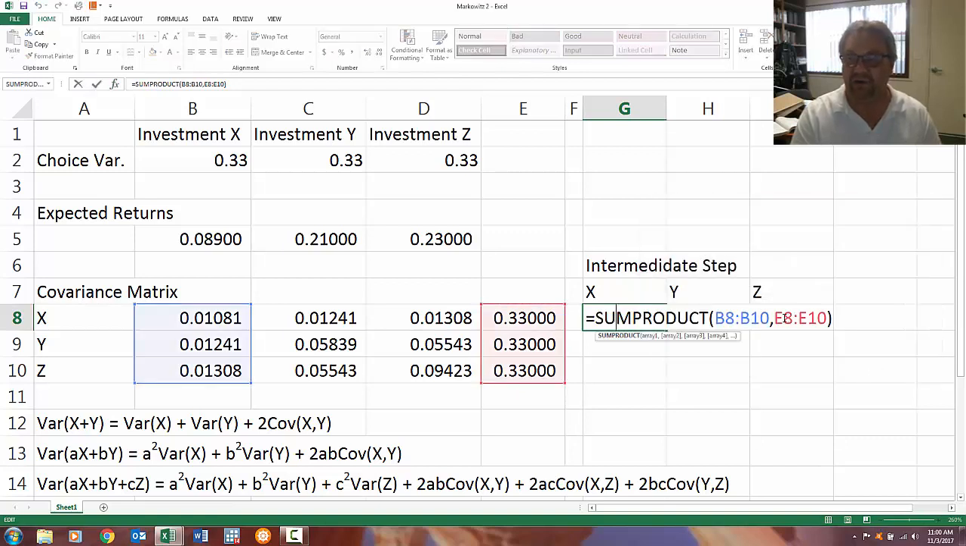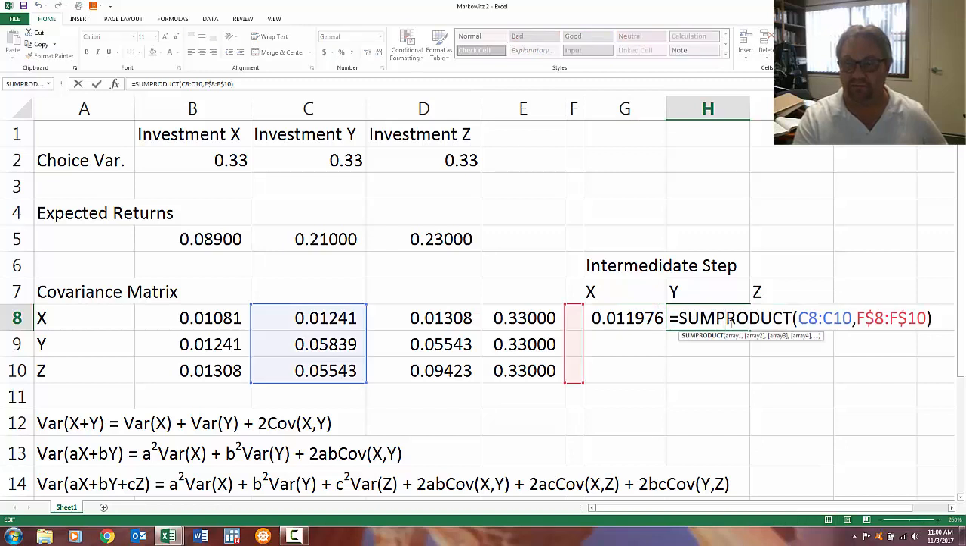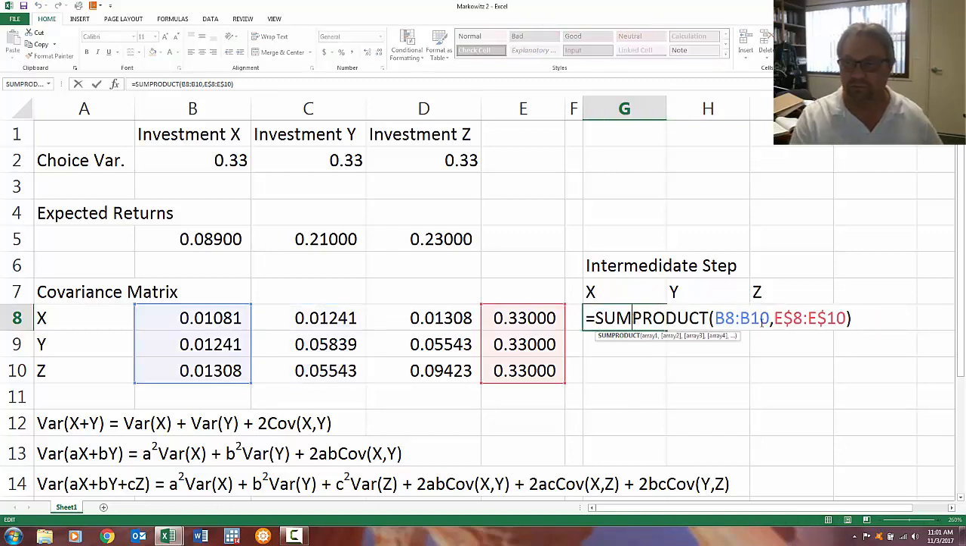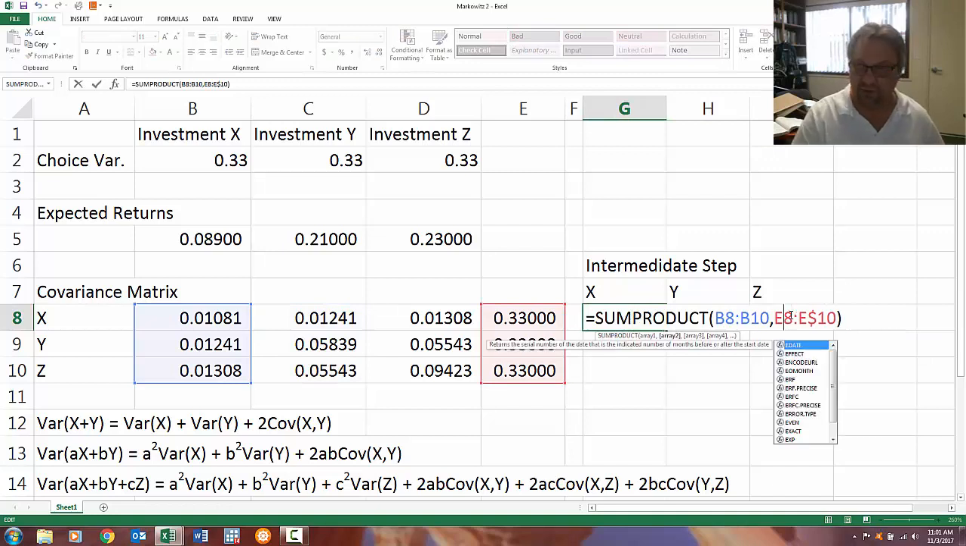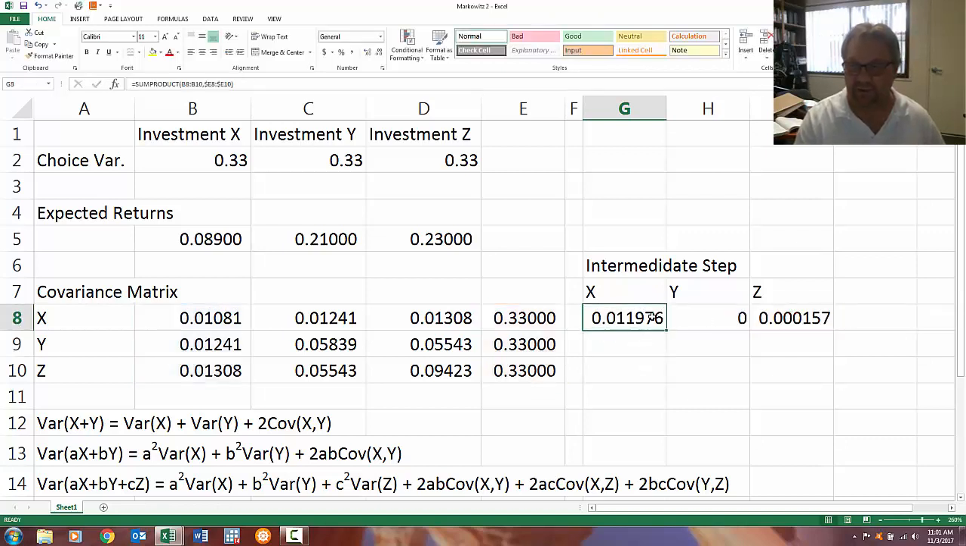And then I want to anchor my weights, okay? And then I want to pull these all over. Make sure I got it. Oh, boy, that was foolish. I anchored the wrong thing. I've got to anchor the letters, not the numbers, because I am copying across.